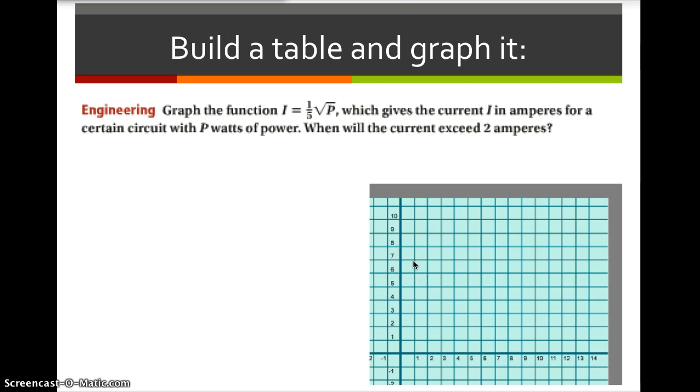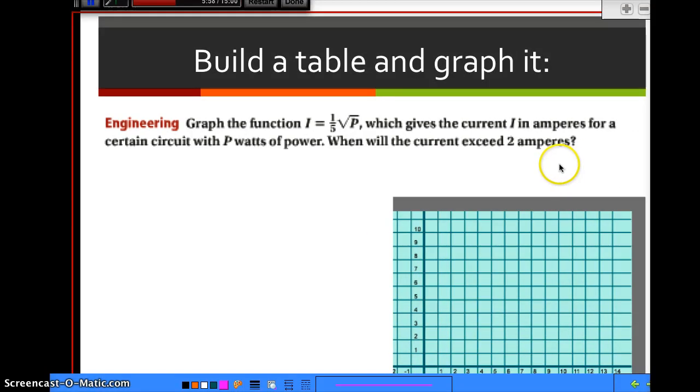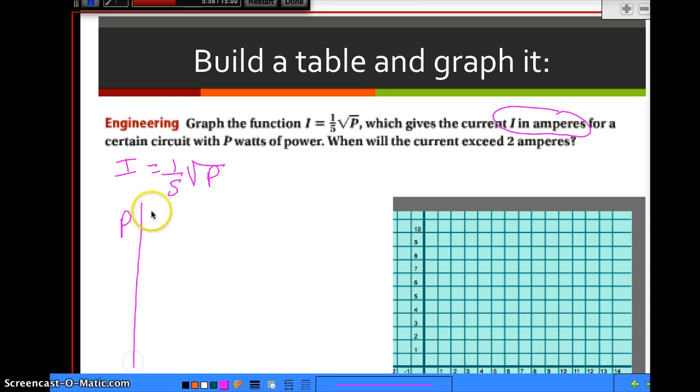Build a table and graph it. Graph the function I is equal to 1/5 times the square root of P, which gives the current I in amperes for a certain circuit, P in watts. When will the current exceed 2 amperes? Okay, remember I is the amperes. So if we build a table, we've got P and I instead of X and Y, and we're going to go with just our positive values.